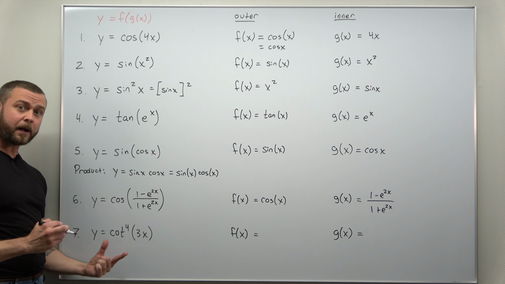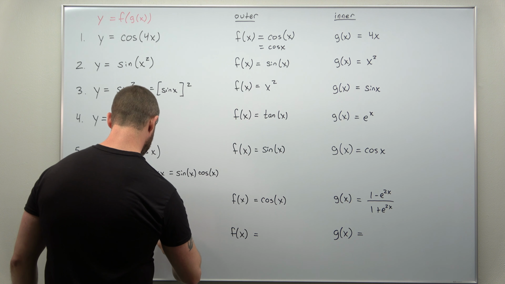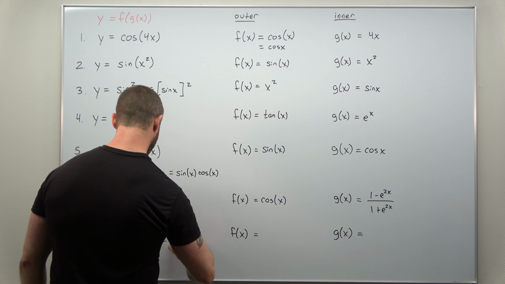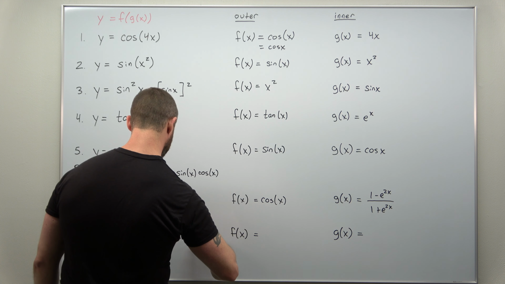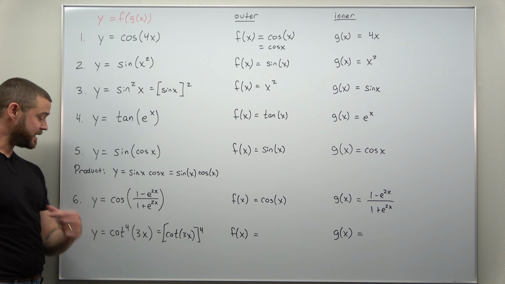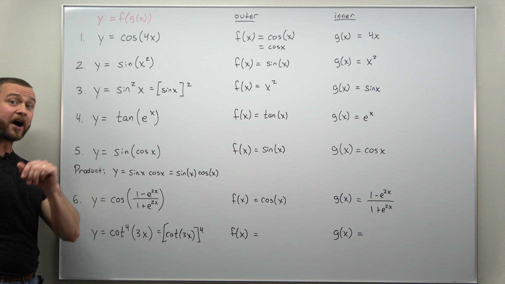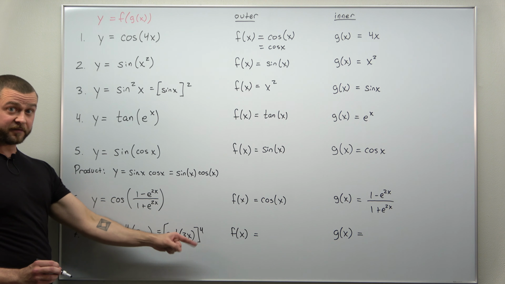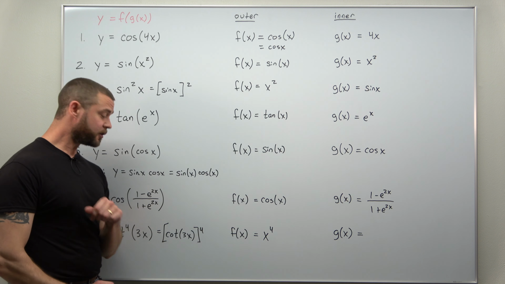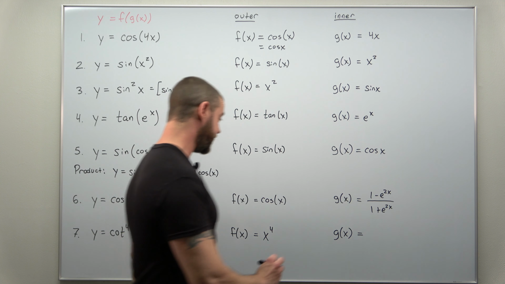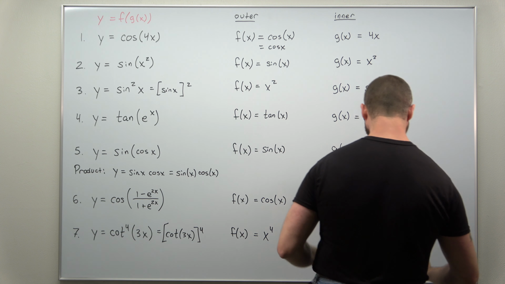This one's a little bit more complicated, again, just due to power notation. So let's rewrite that. We'll have cotangent of 3x inside and then the fourth power on the outside. And that's going to allow us to easily identify the outer function as x to the fourth, and our inner function would be everything inside, which would be cotangent of 3x.